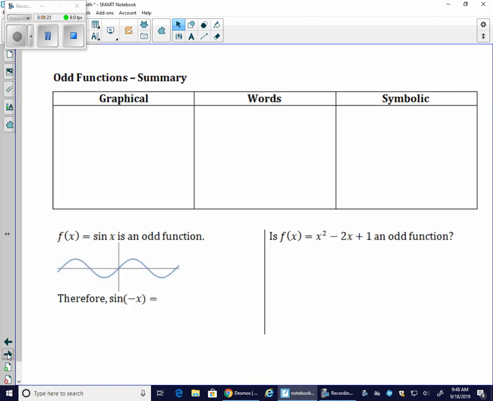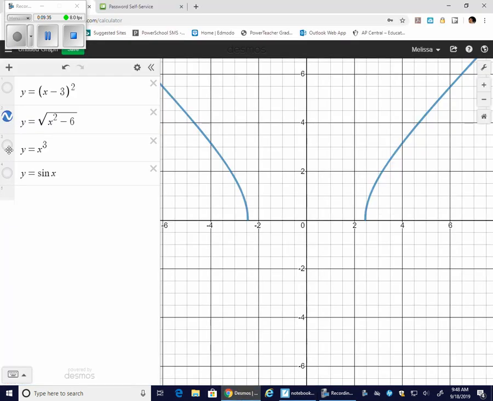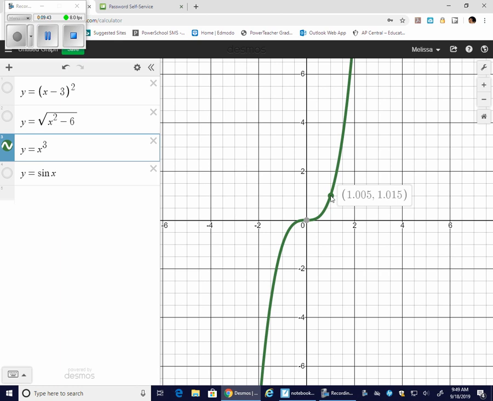Let's wrap it up and look at odd functions and our summary for odd functions. Graphically, we're going to have a 180-degree rotation about the origin. And maybe you saw that in our notice and wonder. So if I look at my graph, here I'm going to look at 1. If I input 1, I get an output of 1. But if I input a negative 1, this graph is going to rotate 180 degrees around that origin. So if I input a -1, I also get out a -1.